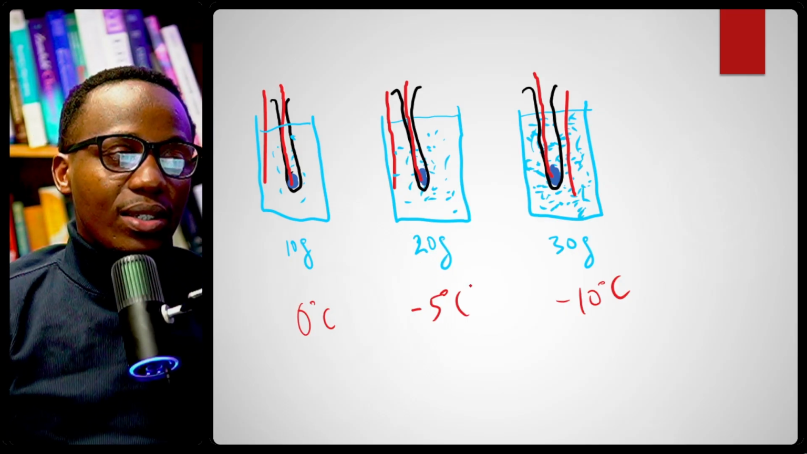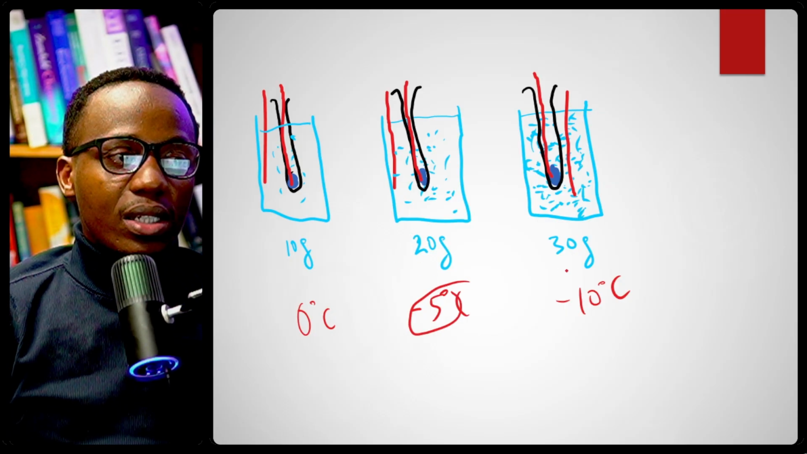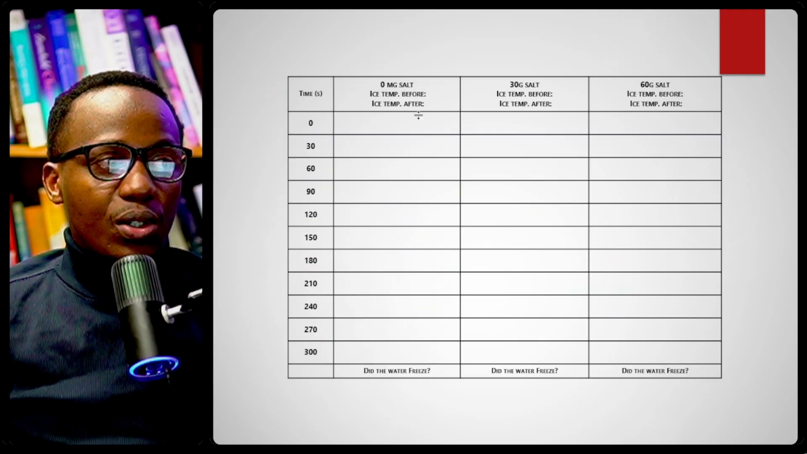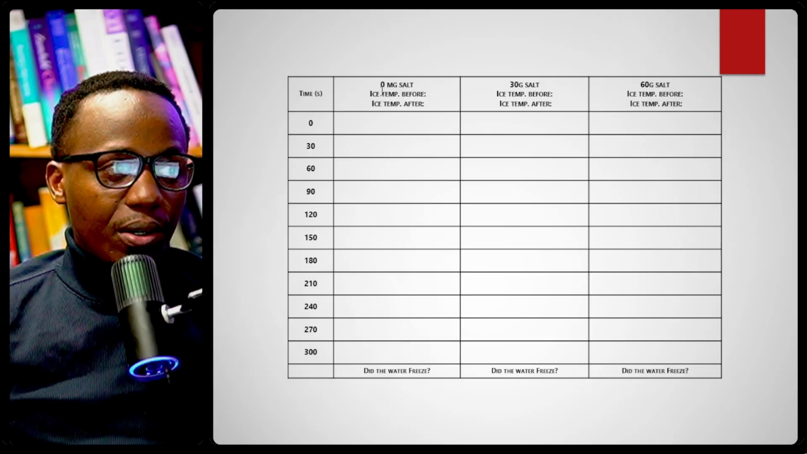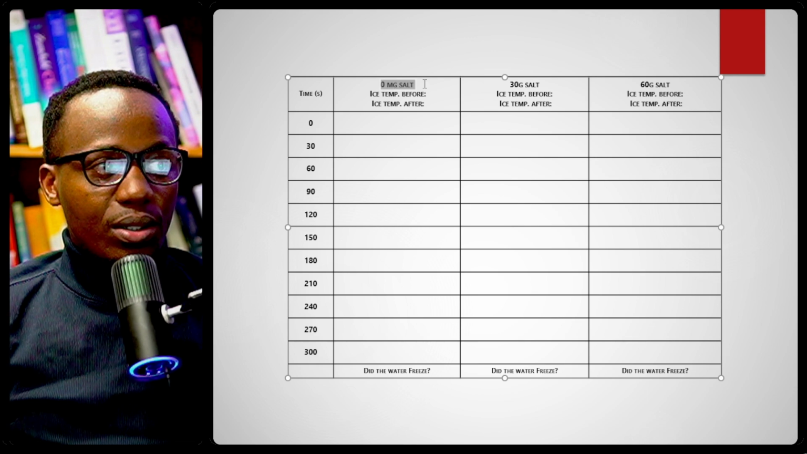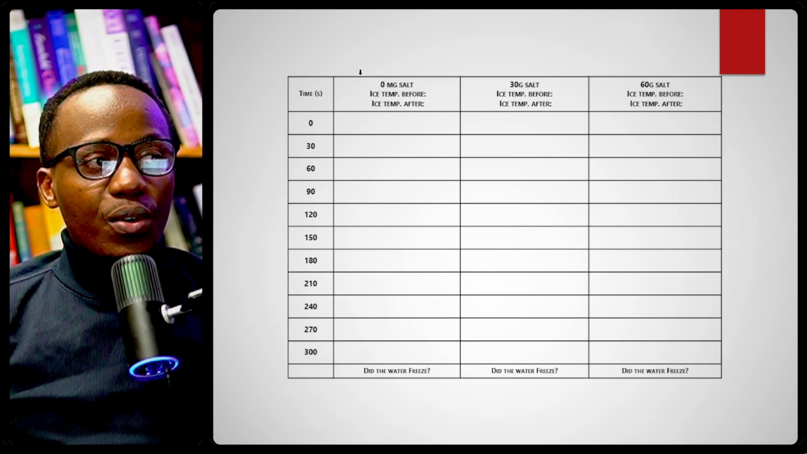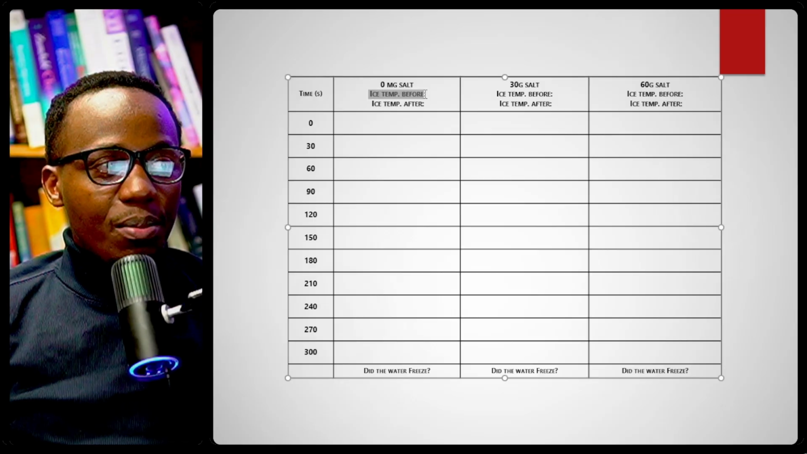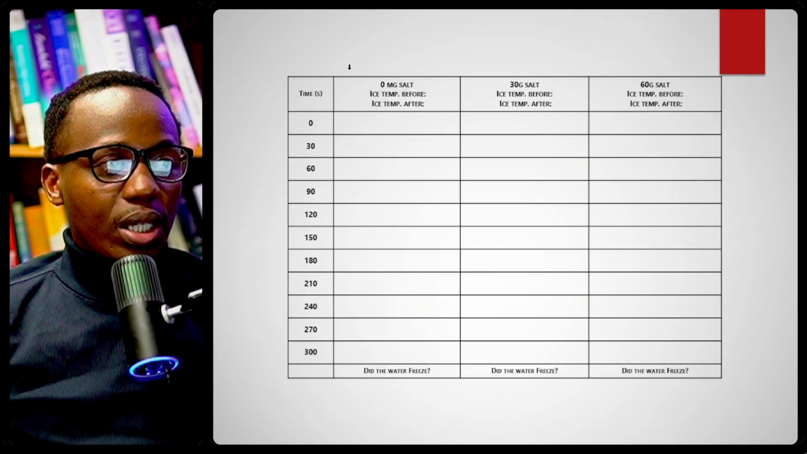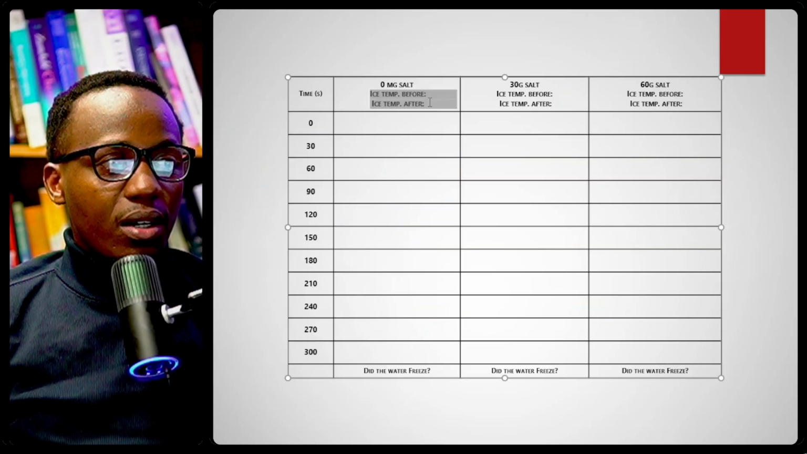But when it does, you're going to have different temperatures here, right? So if we look at your data sheet, oh, it's actually way more salt than I thought. It's 30 grams and then 60 grams, right? So you're going to give me the temperature of the ice before. So the temperature of this beaker here, you're going to give me the temperature of the beaker before and after, right?